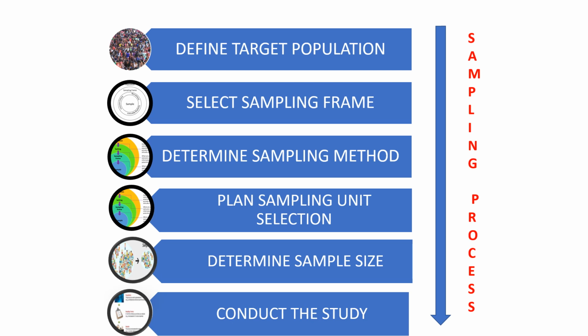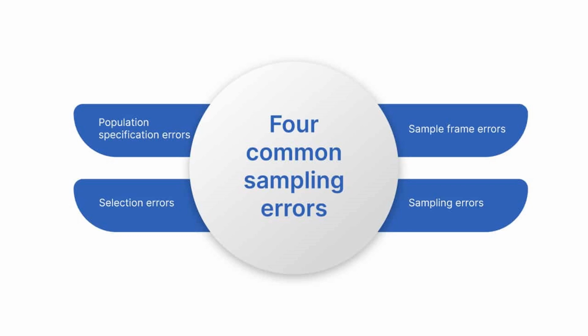First, you define a target population. Then you select a sampling frame. Then from that sampling frame, you adopt a sampling method, plan the sampling unit selection, determine the sample size, and conduct the study on the sample. So in this process, as we said, there are a lot of errors. It could be population specification errors, there could be selection errors, there could be sample frame errors, or there could be sampling errors.